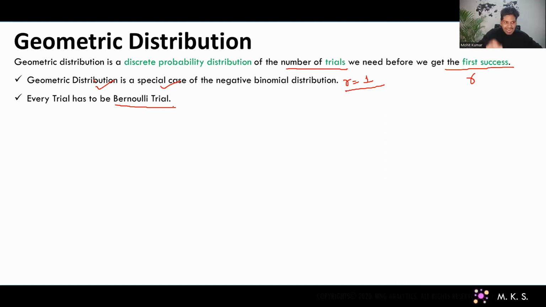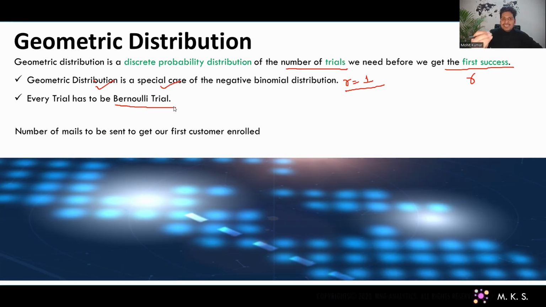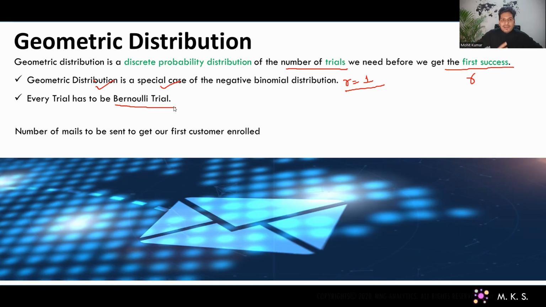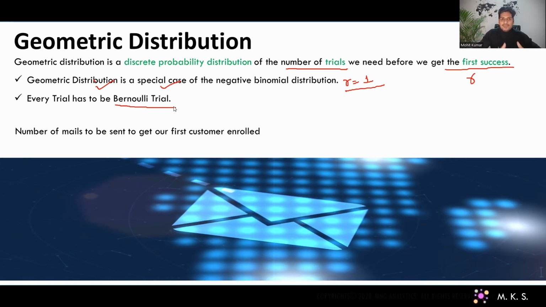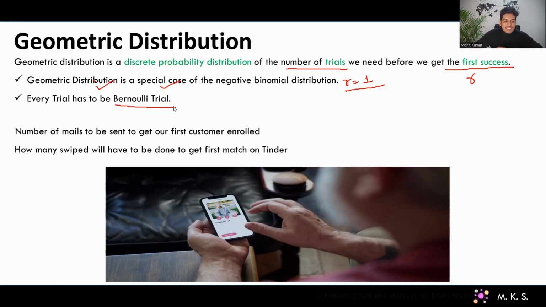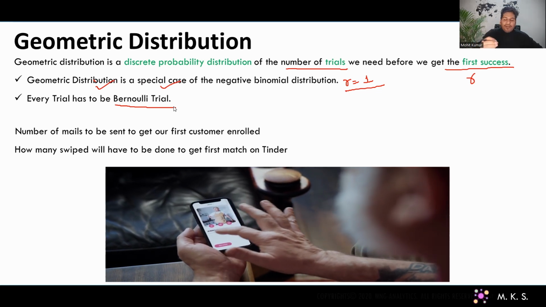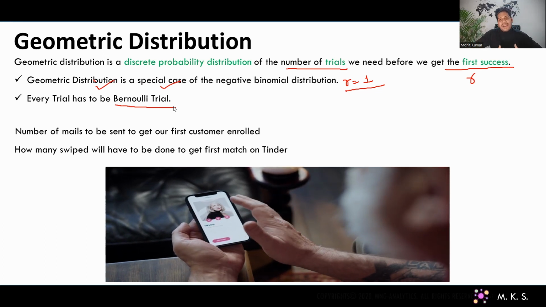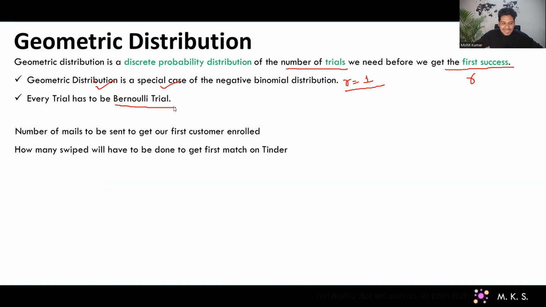Let's understand this definition using different real world examples, guys. First example, the number of mails we need to send to get our first customer enrolled. That variable will follow geometric distribution, or you can say that variable is a geometric random variable, right? Second example, how many swipes we will need to perform on Tinder to get our first match, guys. Very practical example, guys. Every person can relate with this, right?